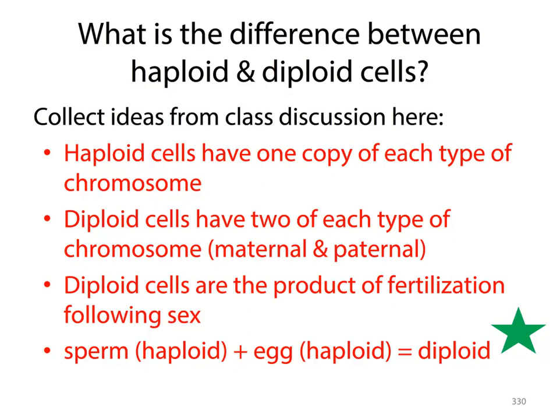Oh, look, a green star, write this down. Haploid cells have one copy of each type of chromosome. Diploid, di means two, means they have two copies of each type of chromosome. So remember, that's the maternal and paternal. Diploid cells are the product of fertilization following the process of sex, and we're talking the boring version here. So remember, the sperm is haploid, that connects with the egg, which is haploid, to form that diploid zygote, which will then grow up into a creature of some sort.